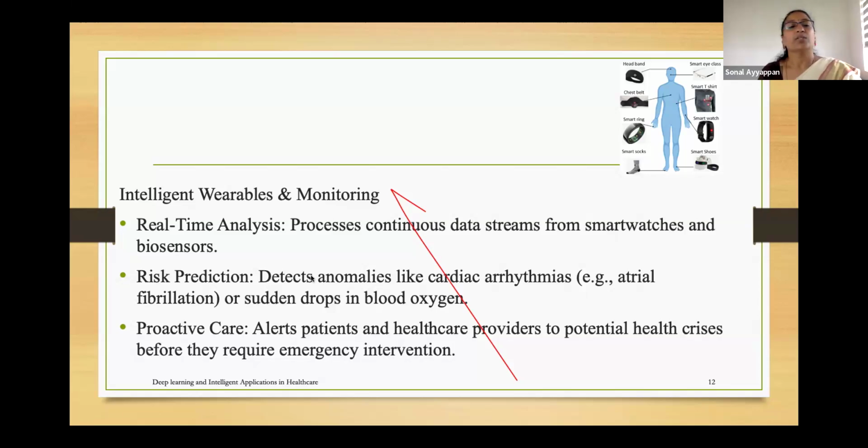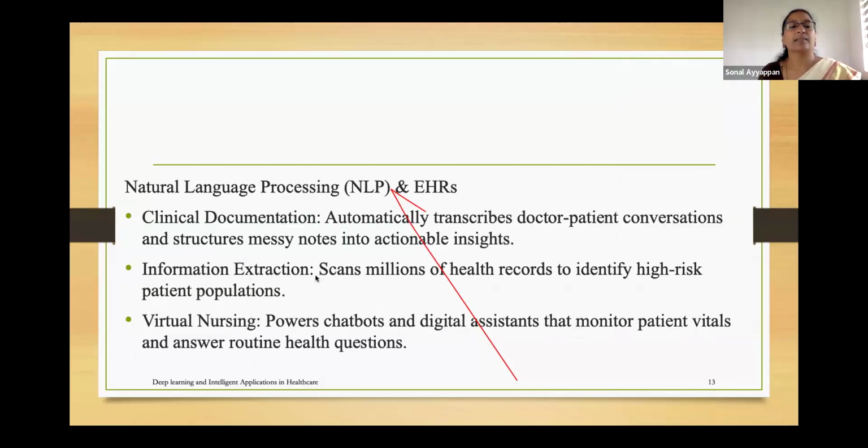Okay, so these are some wearable devices where healthcare comes in. Now coming to NLP. NLP is natural language processing, and EHR is electronic health records. In the hospital, there is a lot of data, as I already mentioned, and clinical documentation has to be automatically transcribed from doctor-patient conversations in telemedicine and so on. There, natural language processing comes into existence.